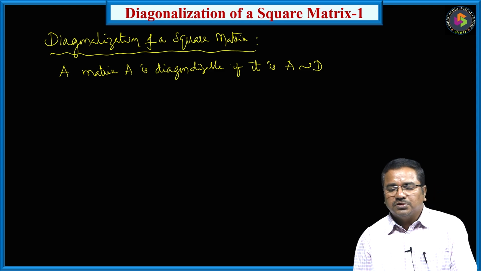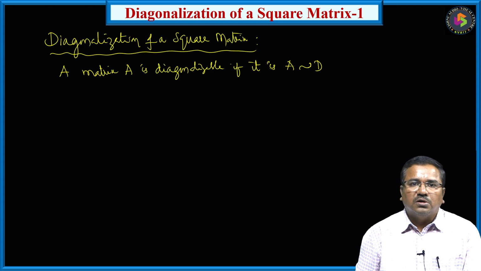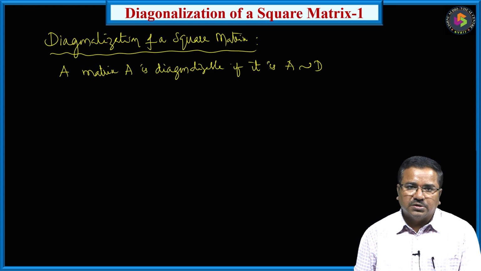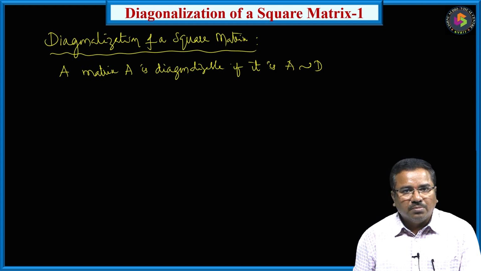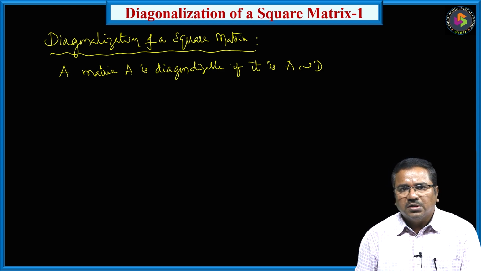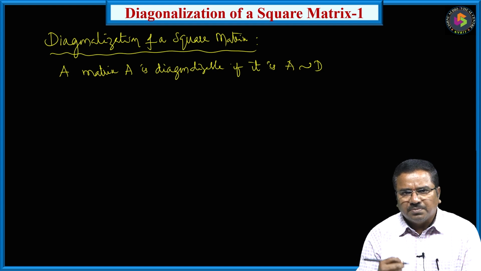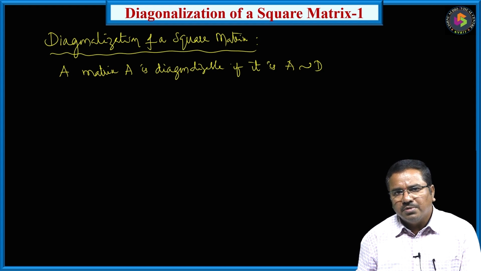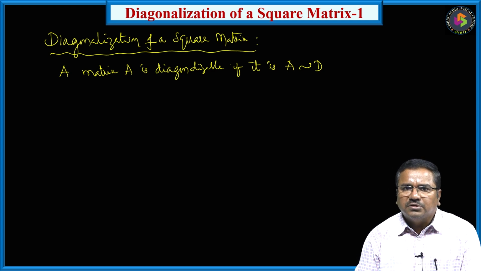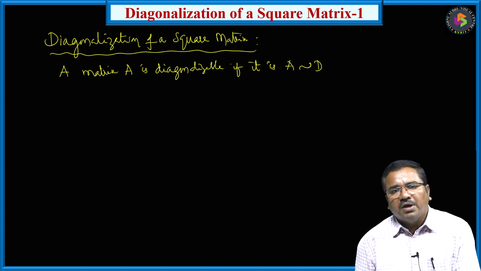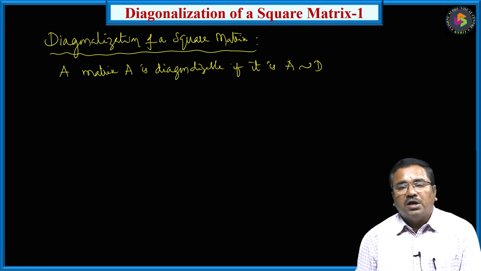Just now we used this notation, which is similar to a diagonal matrix. What does D represent here? D represents a diagonal matrix. We know what a diagonal matrix is: it is a matrix in which, except for the principal diagonal elements, all elements are 0. Any matrix similar to a diagonal matrix is called diagonalizable.